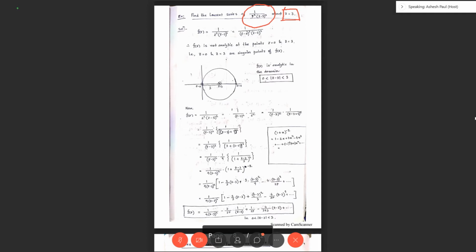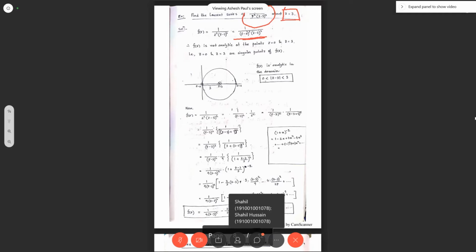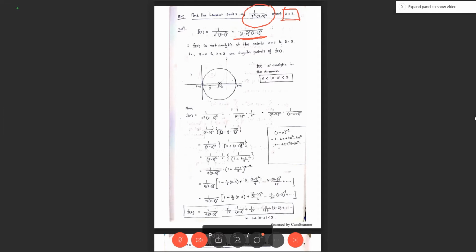So let me start with f(z). We are writing f(z) in this form, that is 1 by z squared written like (z minus 0) whole squared. No issue with it. We have written f(z) equal to 1 by (z minus 0) whole squared into (z minus 3) whole squared. Therefore, f(z) is not analytic at the points z equal to 0 and z equal to 3. So z equal to 3 and z equal to 0 are two singular points of f(z).